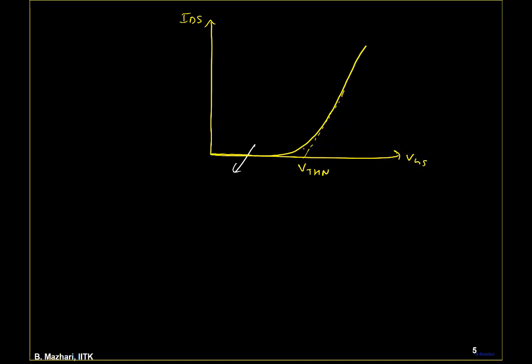This is threshold. Threshold is somewhere here, right? Below threshold, what is the current? Below threshold voltage, what is the value of the current? Is it equal to 0? Which is the correct picture? Below threshold, do you think the transistor is not conducting?